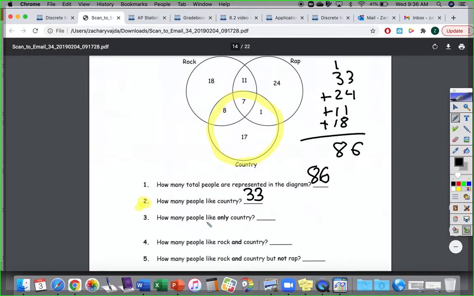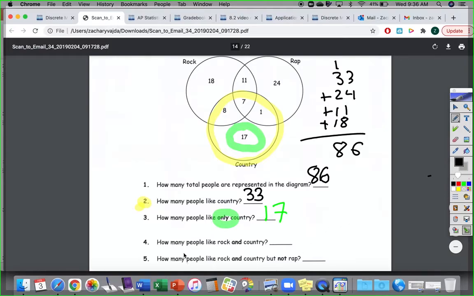Okay, how many people like only country? Look at number 2, versus number 3. That word only, which I just wrote right on top of, is very important because the difference in question 2 is you can be in the entire country circle. Now it says only country, so you can't be in any other circle. That means that only 17 people like only country. Big difference in the question.